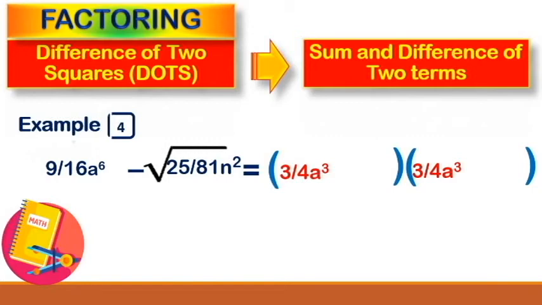Next, we're going to get the square root of 25 over 81 n squared. So the square root of 25 is 5, the square root of 81 is 9, the square root of n squared is n. So we have 5 over 9n, since 5 over 9n times 5 over 9n is equal to 25 over 81 n squared. So writing the answer as a sum and difference of two terms, we have the quantity 3/4 a cubed plus 5 over 9n times the quantity 3/4 a cubed minus 5 over 9n, which is the final answer.